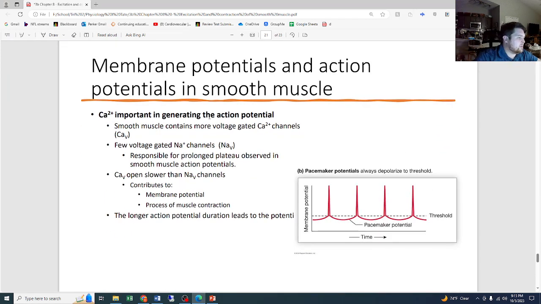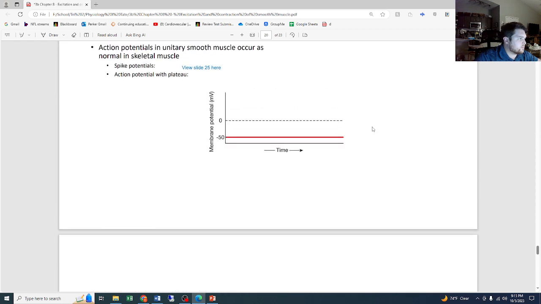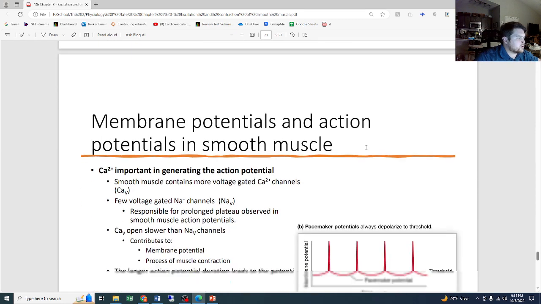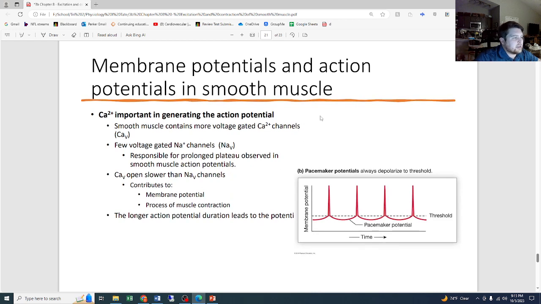This is kind of repeating a little bit, where the calcium is important to generate the action potential. We know why: going from the ECF to the ICF, activating the calmodulin, all that sort of good stuff. The smooth muscle contains more voltage-gated calcium channels because the calcium is required to start this whole process, as well as part of maintaining the plateau.